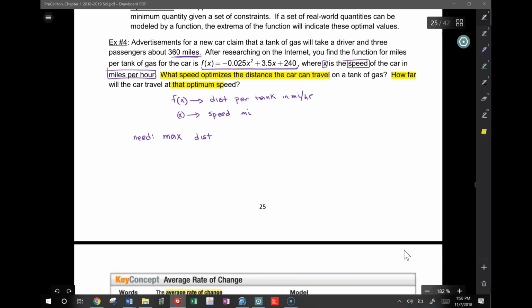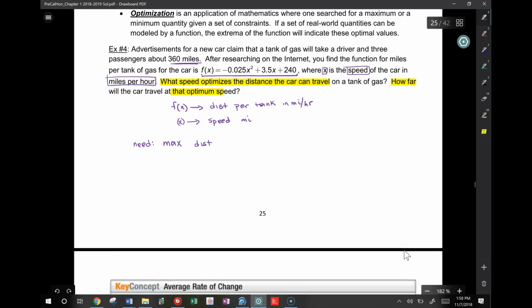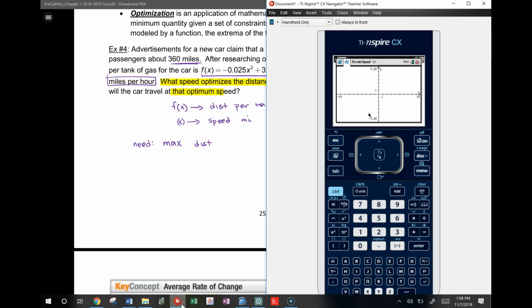And we said that a car advertises that this particular car's tank of gas will take the car about 360 miles. So that kind of gives me a ballpark figure for my y value, right? So now I could go into menu, for window settings, and I want my y value to go from 0 to, like it says 360, I'll give it a little bit more. Let's just go to like 450. I just want a clean graph, okay?